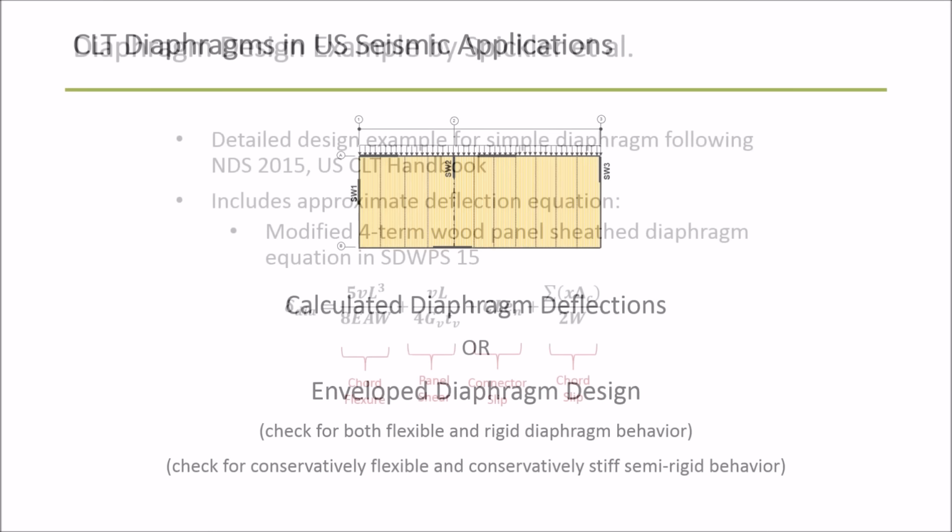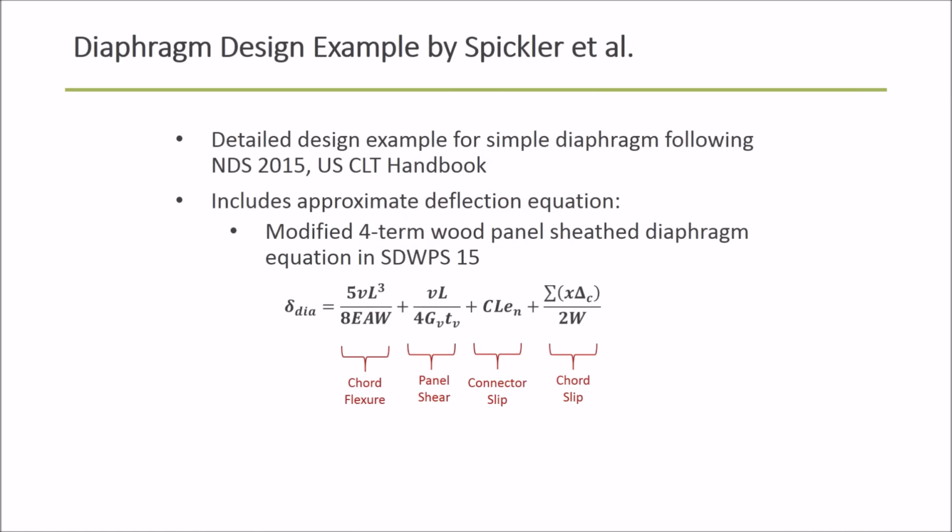An important component of that white paper by Spickler et al. was developing a diaphragm deflection equation based upon what we're used to for wood structural panel diaphragm deflections. They've used the 4-term equation, not the 3-term equation, but really it should be familiar to those of us doing light frame wood structural panel diaphragms, where we have the 4 terms of the deflection: chord flexure, panel shear deformations, connection slip, and chord slip.